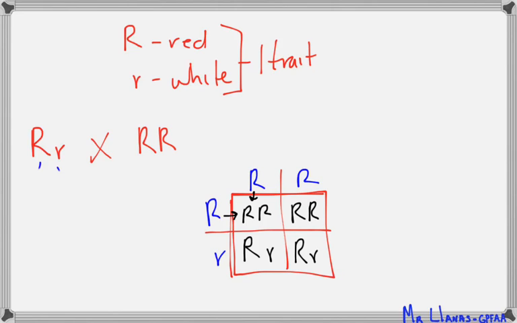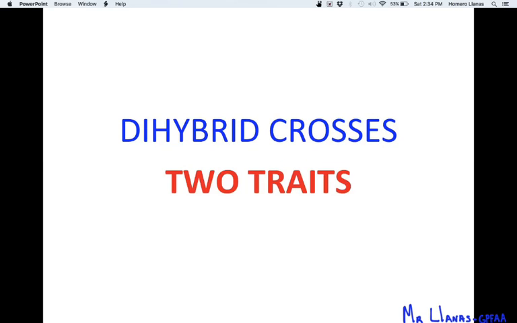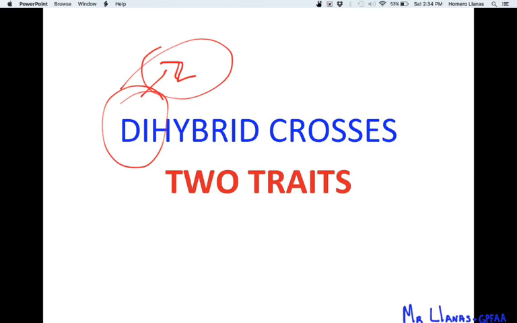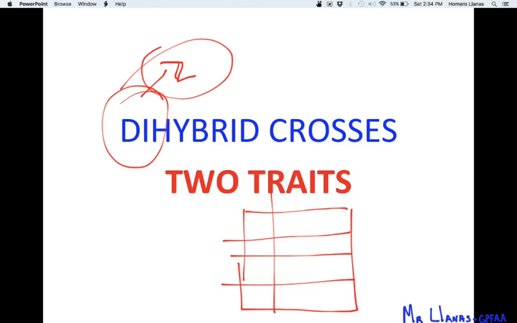Okay, so that's just a quick introduction of how we would make a monohybrid cross. And the other type of crosses that we're going to be looking at are going to be dihybrid. And in dihybrid crosses, we're actually looking at two traits. These crosses are going to be a little bit more complex, because you're going to have a 4x4 cross, which is going to equal 16 offspring.